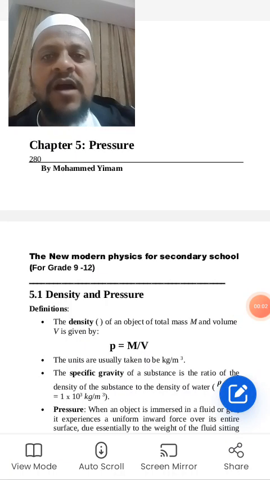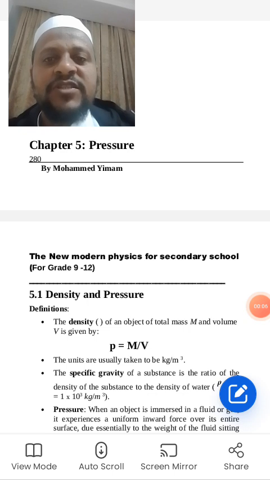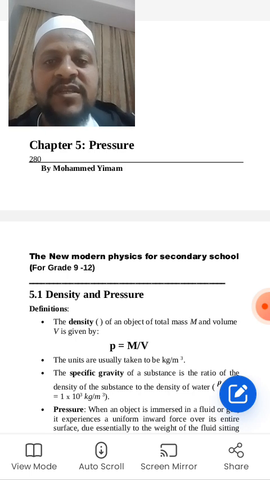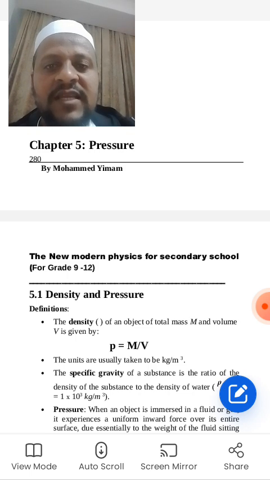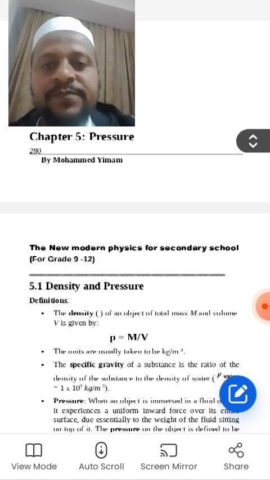Everybody. Our today's topic is pressure. 5.1 density and pressure. Definition: the density rho of an object of total mass m and volume V is given by density is equal to mass over volume. The units are usually taken to be kilogram per meter cube.